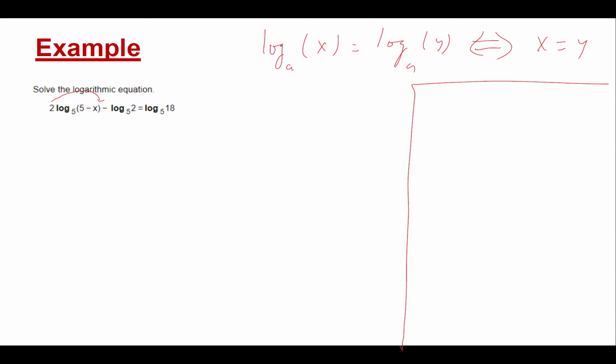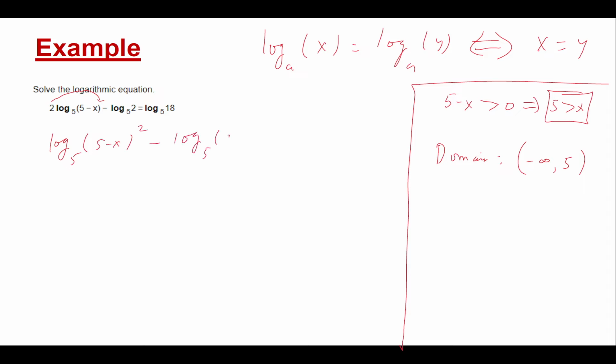From the first log function, you can see that 5 minus x has to be greater than 0. That means x has to be less than 5. And for the second and third log functions, there is no variable. So the domain of your function is anything less than 5. After solving this equation, if your answer is from here, then you can accept that answer. So first of all, use the power property, which is log base 5 of (5 minus x) whole squared, minus log base 5 of 2, equals log base 5 of 18.